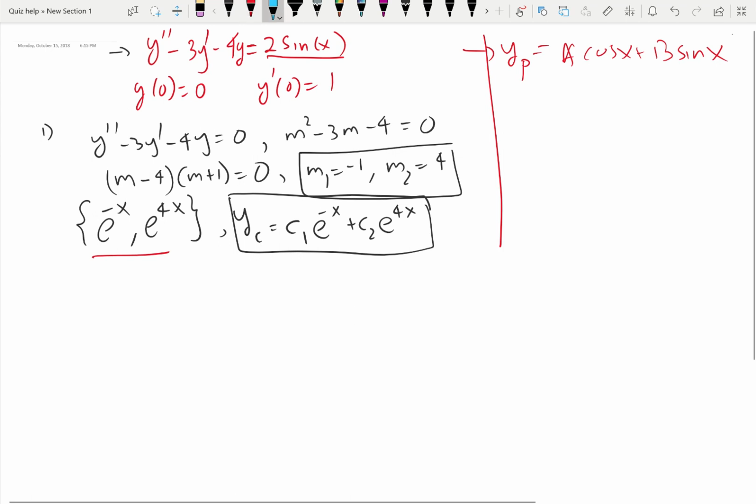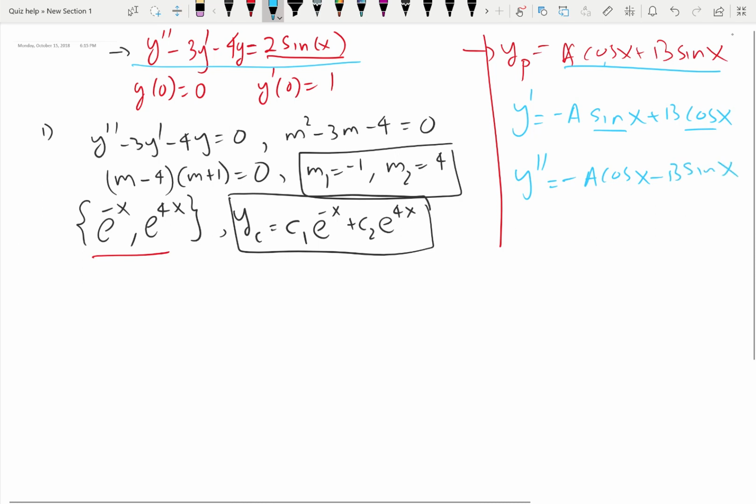Then the next step is to find y prime, find y double prime, and substitute them back into the non-homogeneous differential equation. So let's take the derivative. y prime here will be: the derivative of cosine is negative sine, so negative a sine x. The derivative of sine is cosine, so b cosine x. For the second derivative, if you differentiate sine you get cosine, so negative a cosine x. If you differentiate cosine you get negative sine, so negative b sine x.